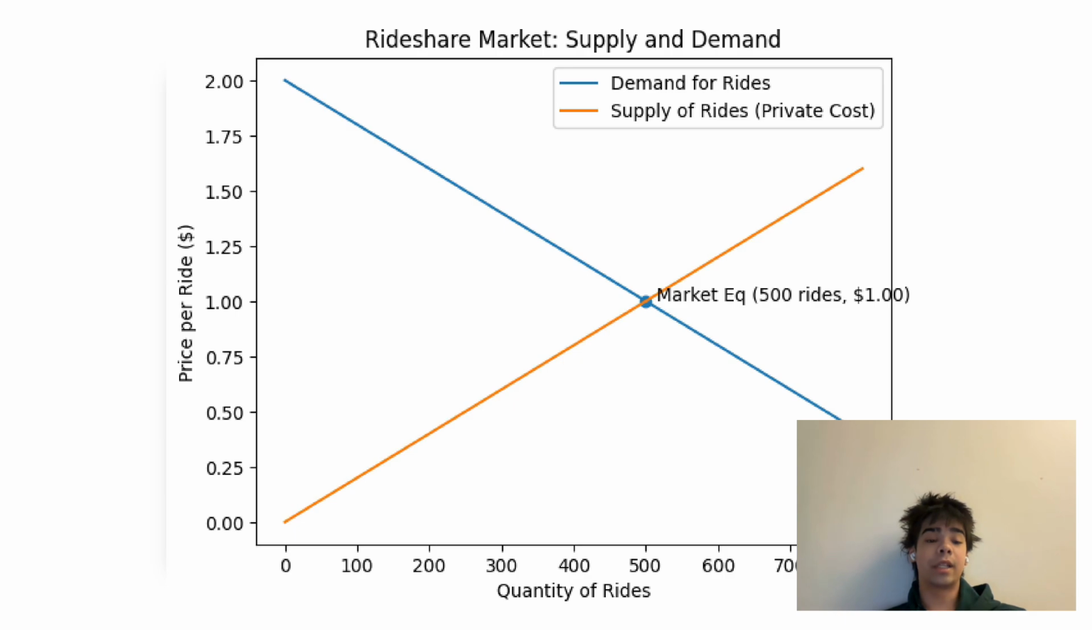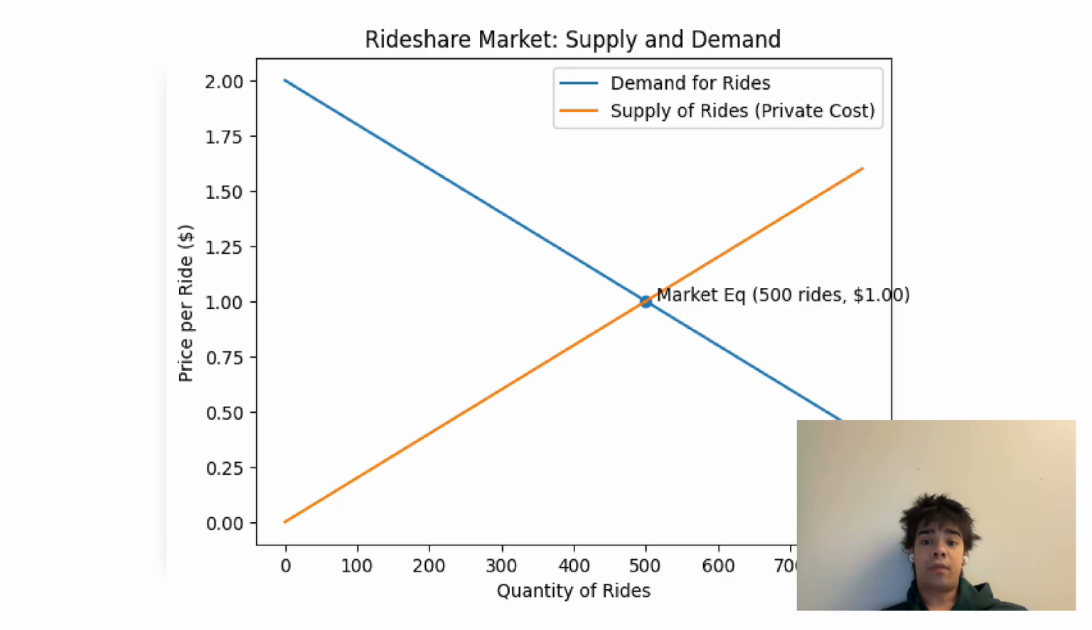So for my example here, let's consider the rideshare market, services like Uber or Lyft. In a competitive market, supply reflects drivers' private costs. So that's fuel, time, and vehicle maintenance. Demand, however, reflects how much riders value the trip. So the market equilibrium occurs where supply intersects demand. And as you can see in our example here, that's 500 rides at $1 per ride.